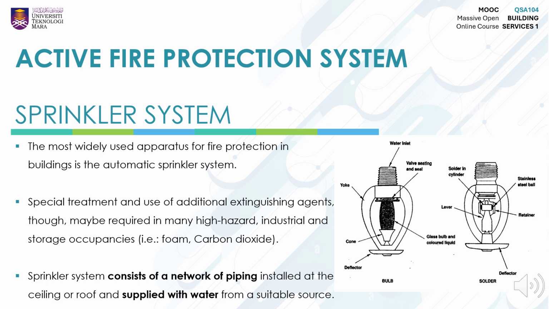Sprinkler system is the most widely used apparatus for fire protection in buildings. It has special treatment, and use of additional extinguishing agents, though, may be required in many high-hazard, industrial and storage occupancies. The sprinkler system consists of a network of piping installed at the ceiling or roof and supplied with water from a suitable source. These are examples of sprinkler heads that will be installed at the ceiling or roof.